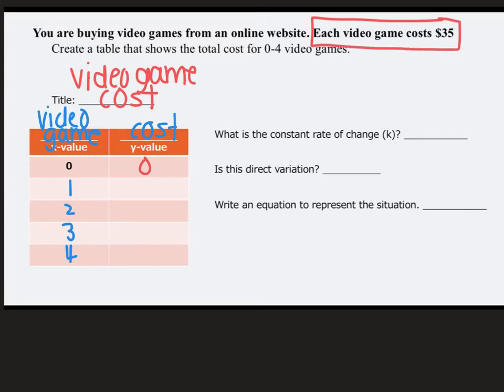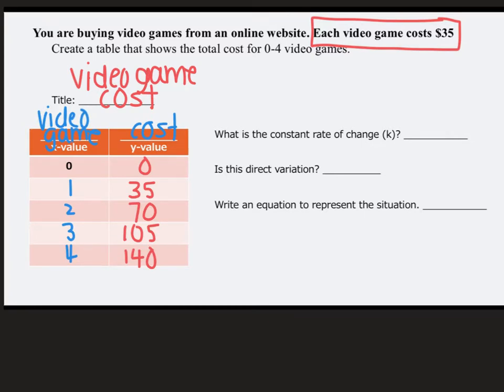They told us in the original problem, each video game costs $35. So if I buy 1 game, that'll be $35 as my total. For 2 games, 2 ways you could do this. You could take 35 and multiply by 2, or you could just add 35 to your cost of 1 game, which was $35. So 35 times 2 gives me a total cost of $70. 35 times 3 gives me a total cost of $105. And then if I buy 4 games, my total cost would be $140.